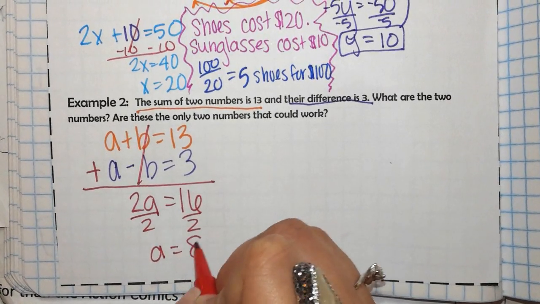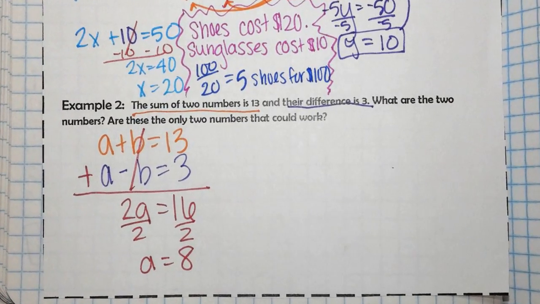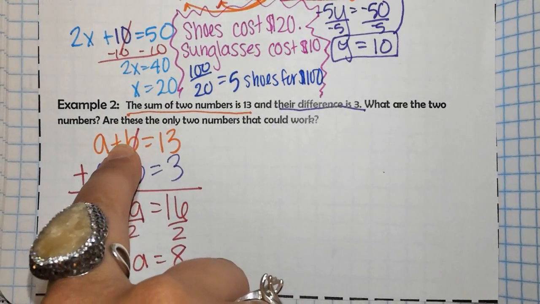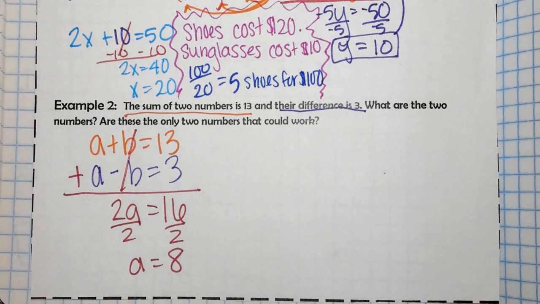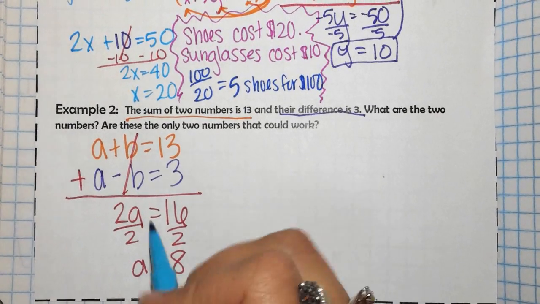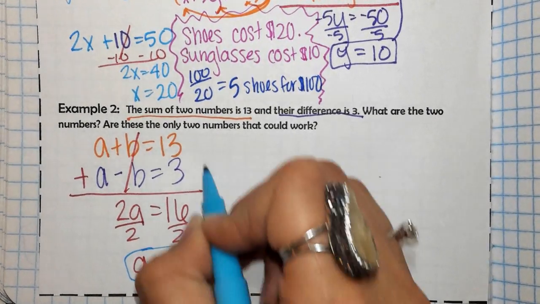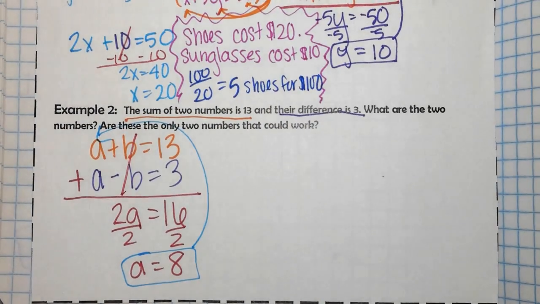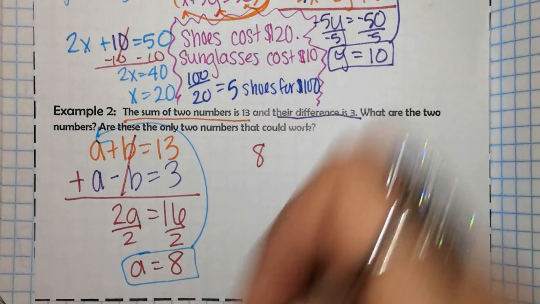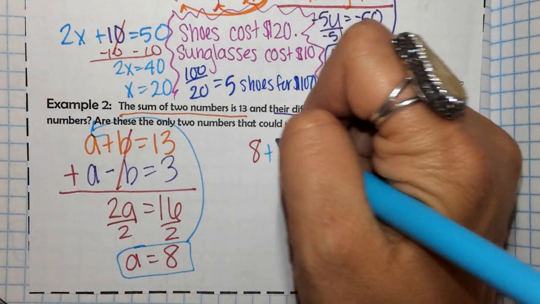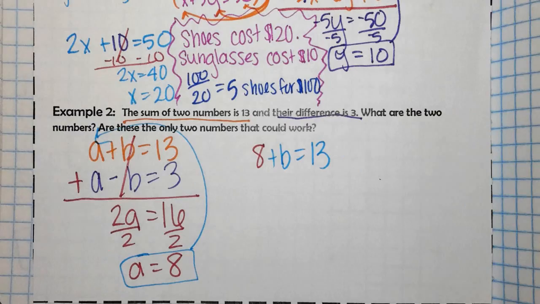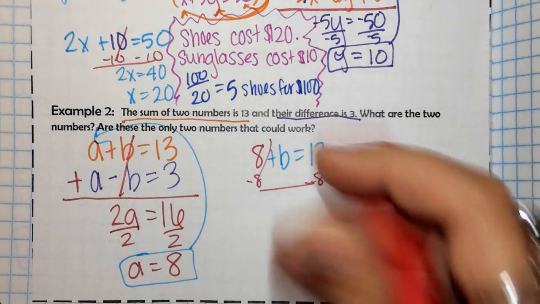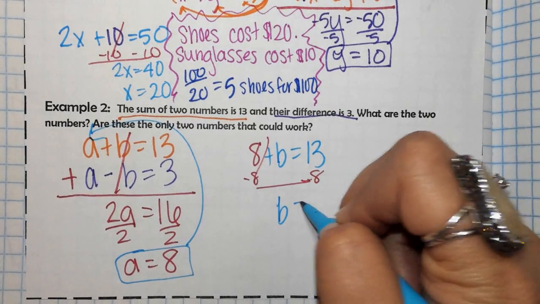A equals 8. Now, our first number is 8. And we have to figure out what our second number is to get 13. Would it be A plus 8 equals 13? Or would it be 8 plus B equals 13? 8 plus B equals 13. I know, math is hard. And B equals 5.